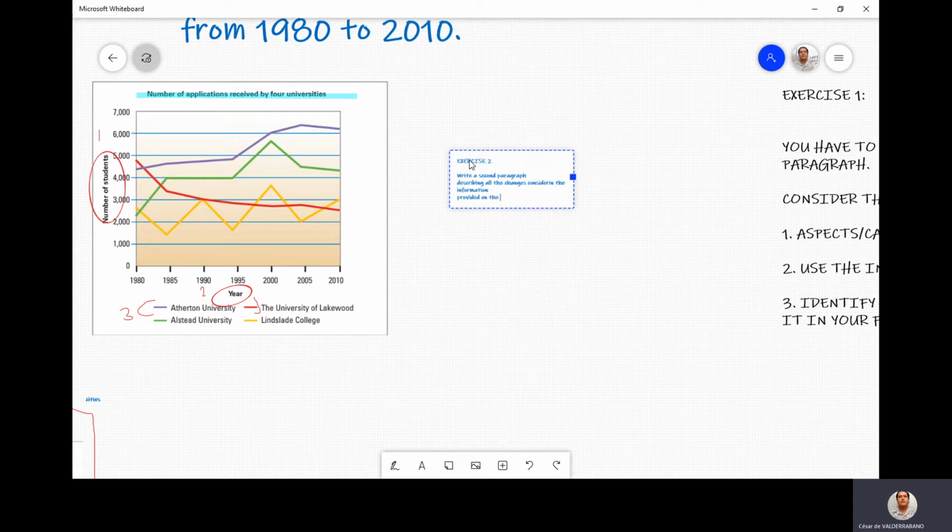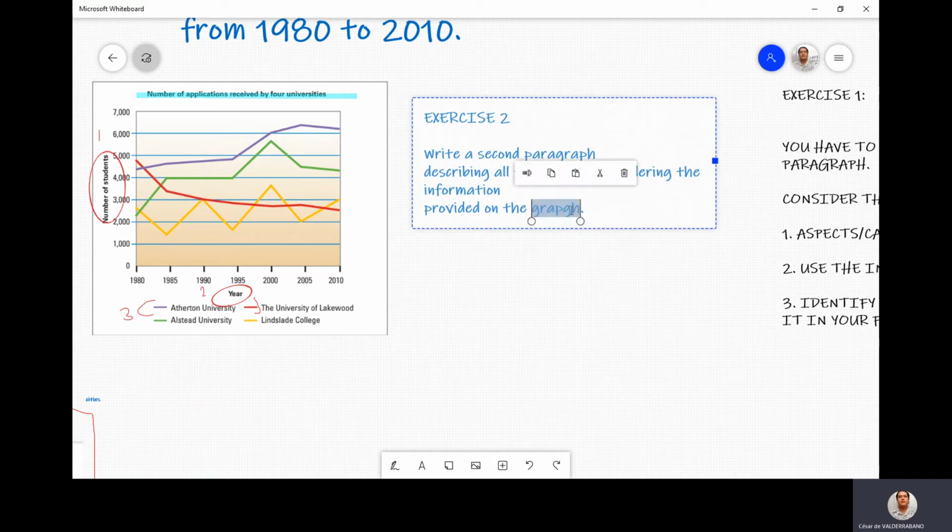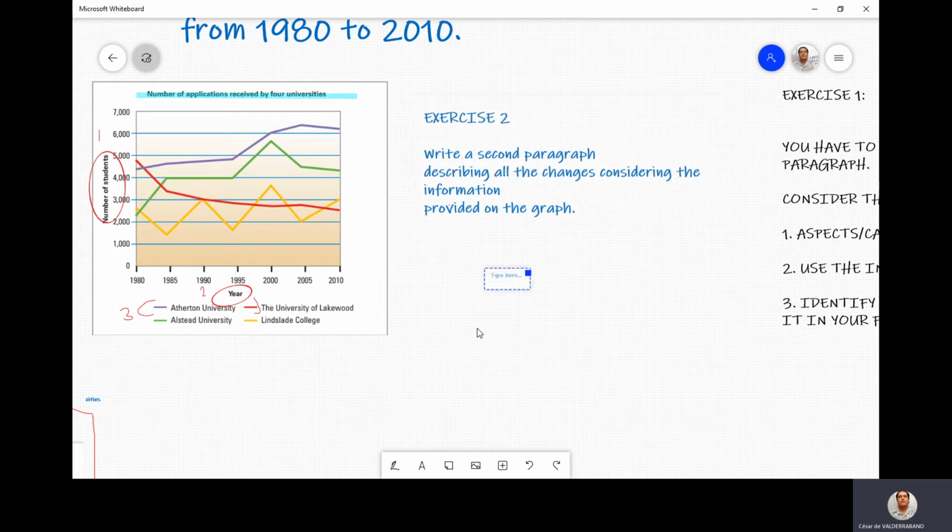So it means that you have to describe the changes, considering the information provided on the graph. Sorry, there was a mistake here. You have to consider the information right here, for example, the number of students, then the year and the universities. You have to describe all of the changes they have been going through.